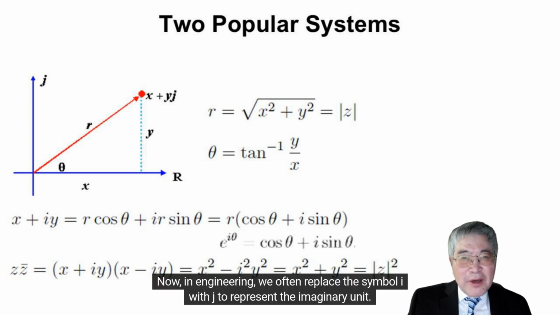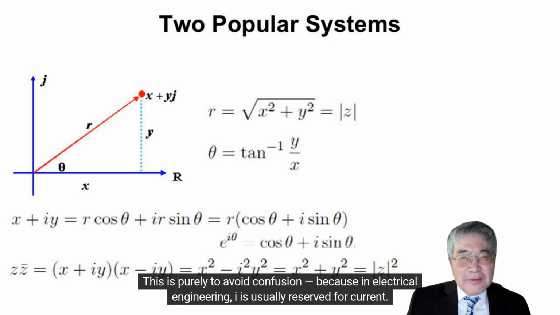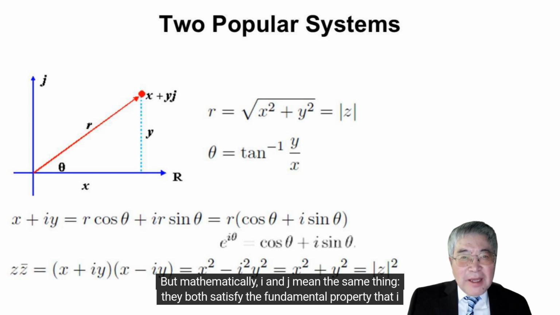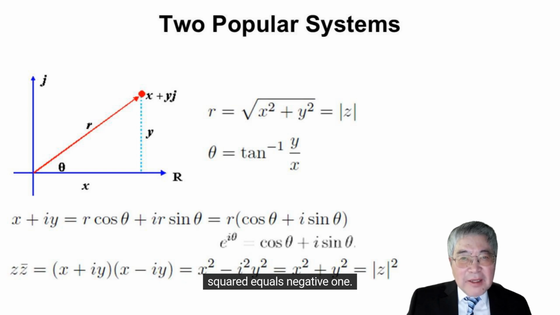Now in engineering, we often replace the symbol i with j to represent the imaginary unit. This is purely to avoid confusion, because in electrical engineering i is usually reserved for current. But mathematically, i and j mean the same thing. They both satisfy the fundamental property that i squared equals -1.